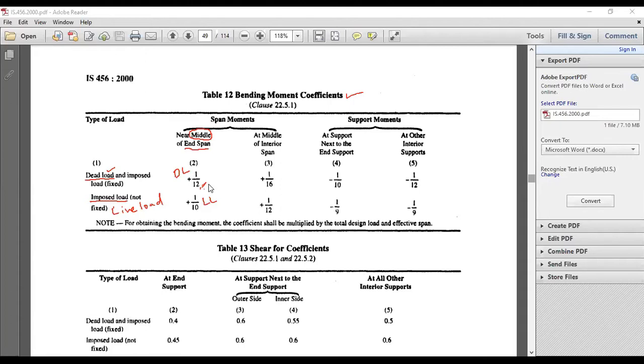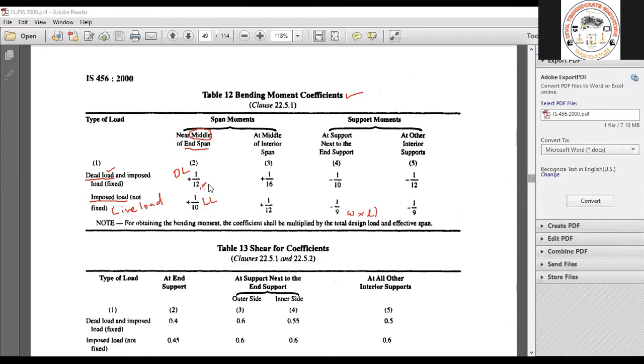Here the note is given: for obtaining the bending moment, the coefficient shall be multiplied by the total design load and effective span. Our total design load will be W into L, because we have calculated W in kilonewton per meter. If you multiply it by length, you get the total design load in kilonewton. Then the effective span is again L. If you take the product of these, you get WL square.